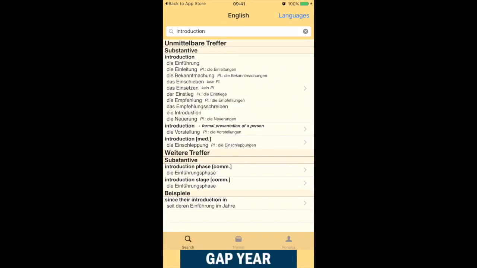Okay, so likewise, for example, you have here die Einschleppung, and it has medicine. So there are certain words that have med in brackets for medicine, comm for commercial, and various markers to signify what genre of language. Should it be used for business? Should it be used for medicine? Should it be used for economics? Should it be used for biology? Should it be used for linguistics?